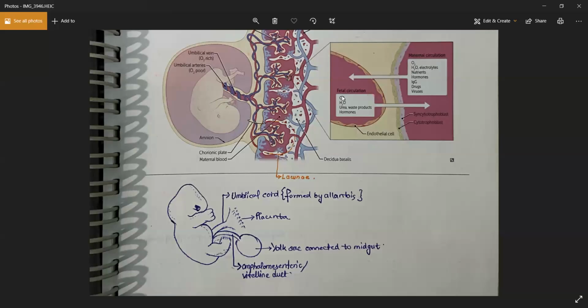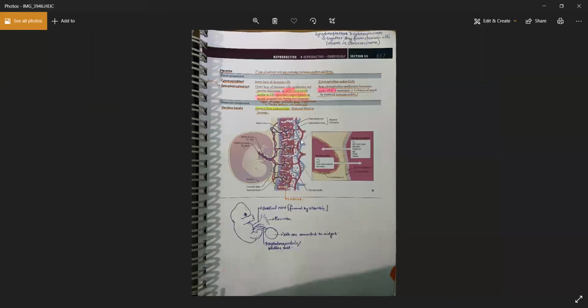So all this oxygen, water, urea, waste products, hormones, from the umbilical arteries, all will be diffused into the maternal circulation. From the maternal circulation, all the oxygen, water, electrolytes, nutrients, hormones, IgG antibodies, which can cross the placenta, certain drugs of very small size that can cross the placenta, and viruses, they all can be transmitted to the fetal circulation into the umbilical vein. Okay. So any doubt about this placenta?